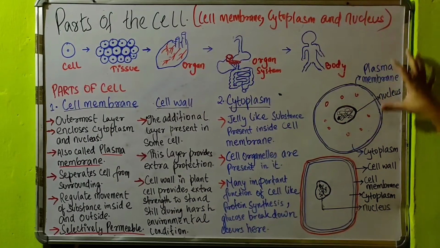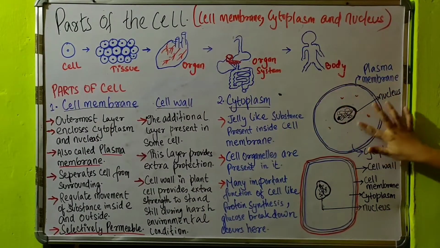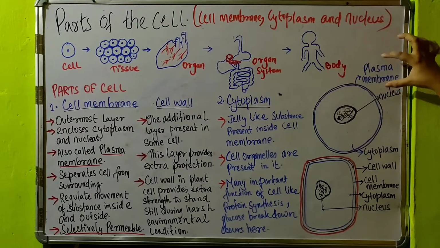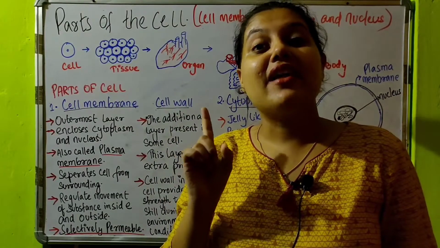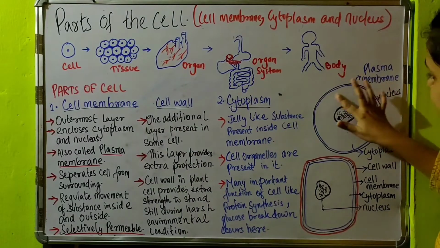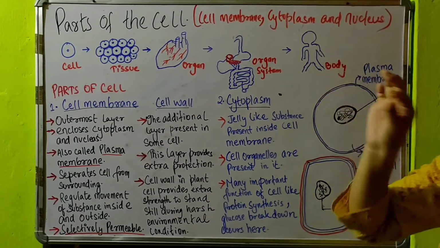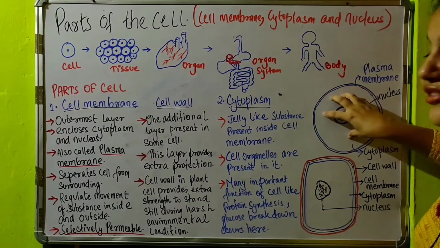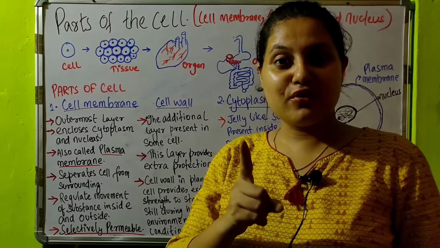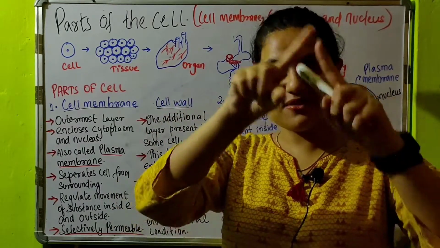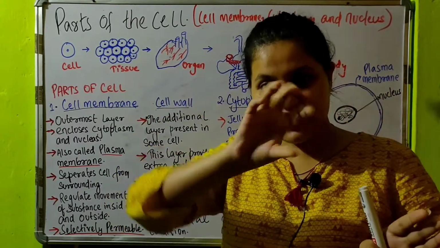You come to this picture, and you see this outer layer is the cell membrane or plasma membrane. Cell membrane and plasma membrane are the same. There are two different names for the same thing. And you see this white color part, it is cytoplasm. And the spherical thing at the center of the cell is the nucleus. You got to know, right? The plasma membrane, the cytoplasm, and then the nucleus.